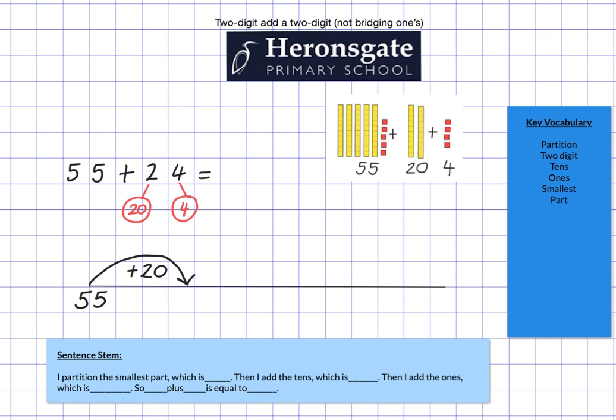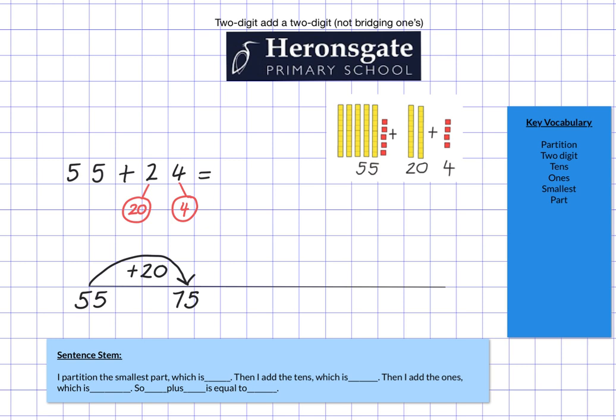So 55 add 20, I know that the 20 is going to be added to the tens column, which is here, at 5 tens. So I have to add 5 and 2, which makes 7. So 5 tens and 2 tens makes 7 tens, which is 70. And then I've got my 5 ones that remain the same because I'm not adding any ones in my 20. And I've worked out that 55 add 20 makes 75.